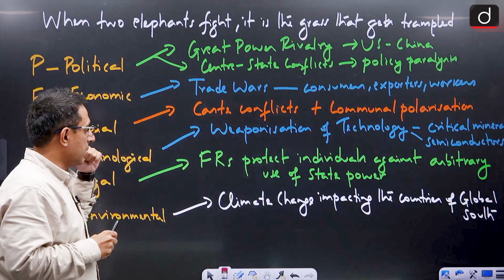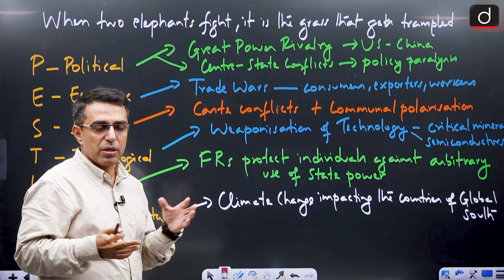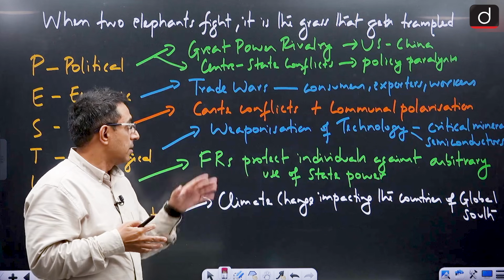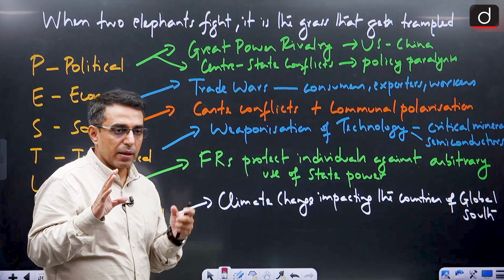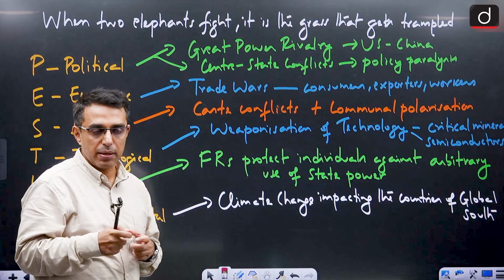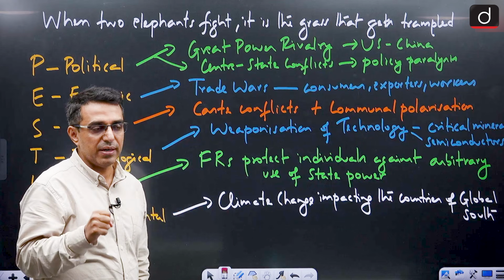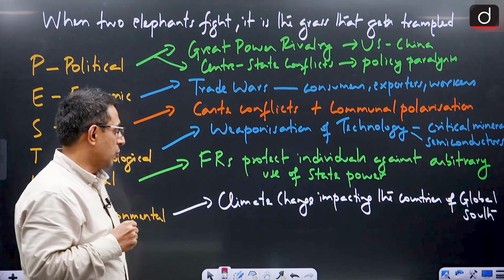Then in the social dimension, we can talk about the caste conflicts and communal polarization. So whenever there is this kind of caste conflict or communal polarization happening, again the dominant sections of society may be indulging in it, but the people who suffer the most are coming from the weaker section, right? People who are at the margins of the society suffer the most.